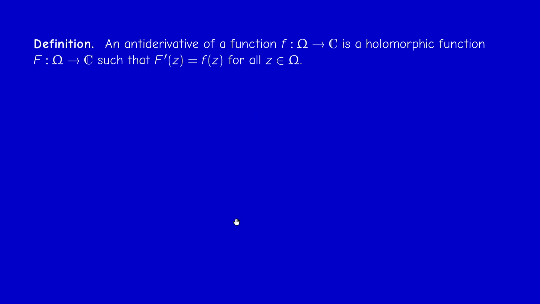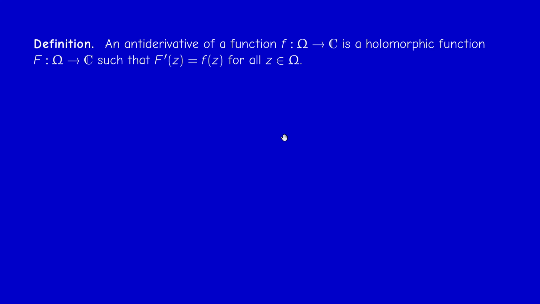So now let us continue with our study of line integrals. If f is a function from an open set omega into C, an antiderivative of f is a holomorphic function whose derivative is the function small f. You know this, I think, but we have to assume that the function is holomorphic in order to talk about its derivative.